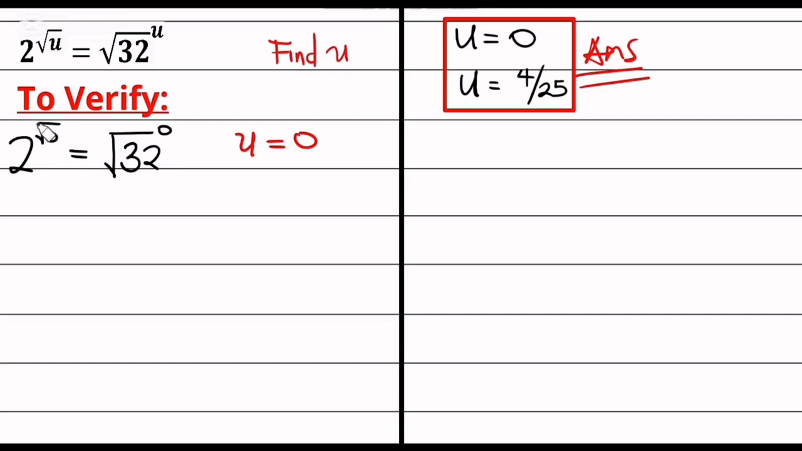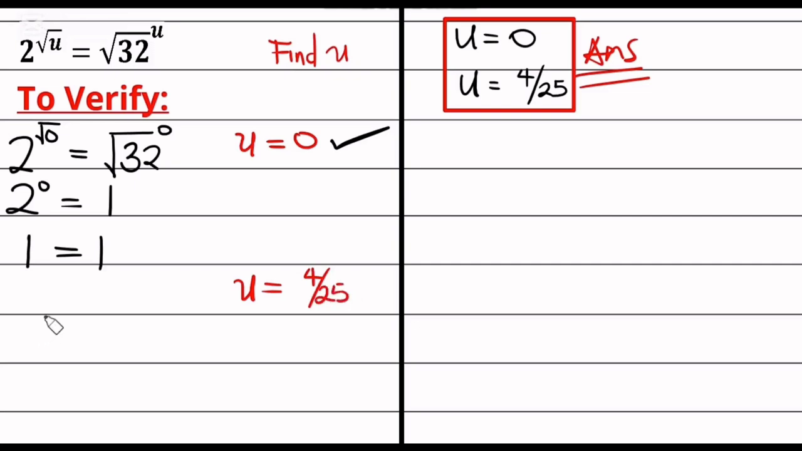So on the left hand side, the square root of 0 is just 0, so we have 2 raised to the power of 0 equals, in my memory, anything raised to the power of 0, of course, is going to be 1. So we have 1 here, and at the same time, that's what we have here. 2 raised to the power of 0 is 1, and it just equals 1. Therefore, for the left hand side to be equal to the right hand side, that shows that the value of u to be 0 is actually correct. So to confirm the second one, if u is actually equal to 4 over 25.